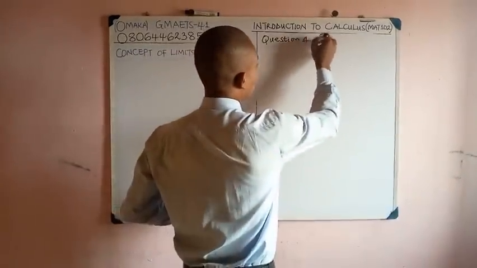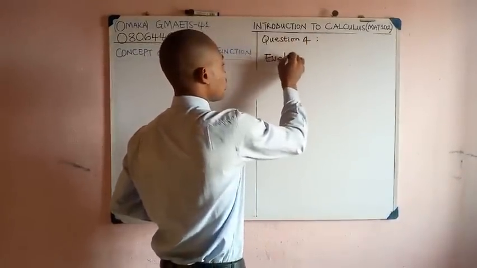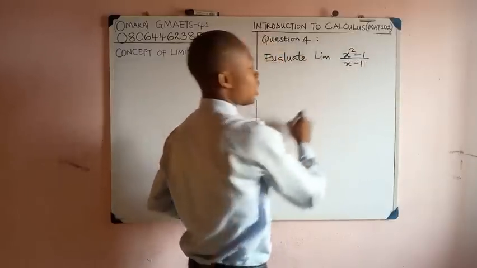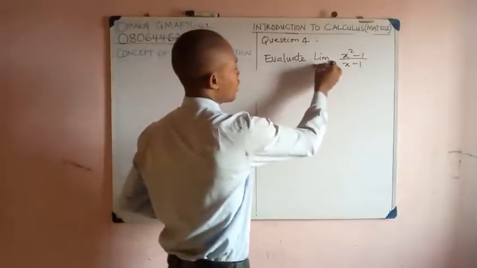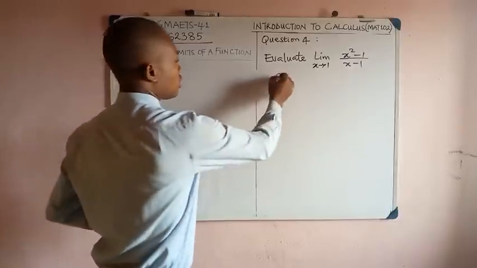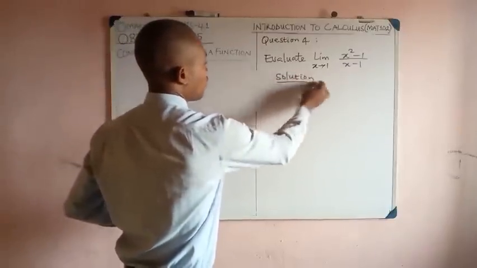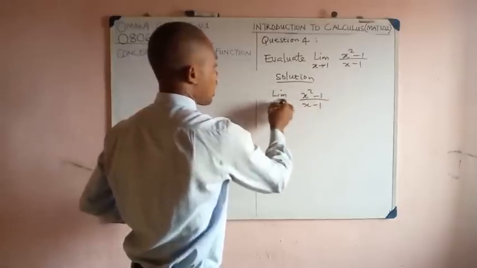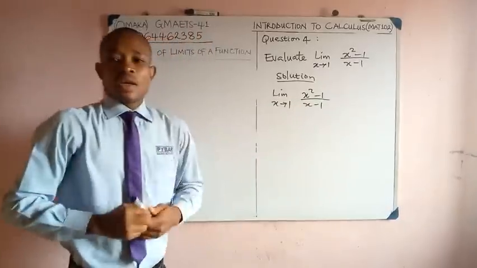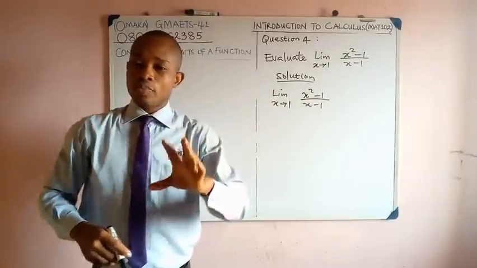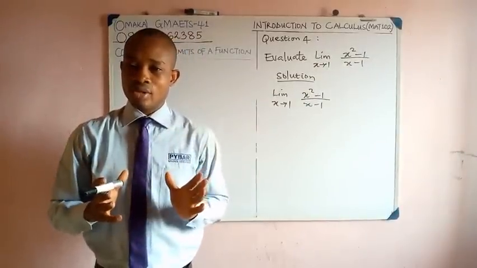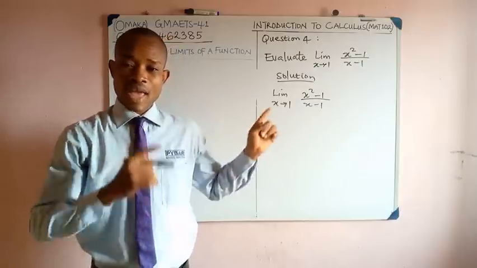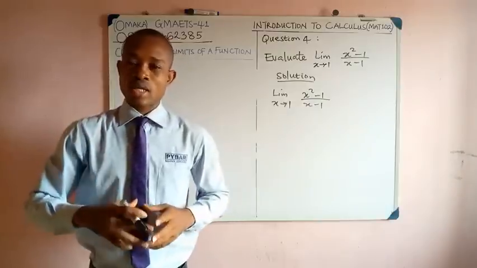Let's look at question 4. Evaluate the limit of x squared minus 1 all over x minus 1 as x tends to 1. Solution. So look at this problem. We have to evaluate the limit of x squared minus 1 over x minus 1 as x tends to 1. Numerator and denominator are both polynomial functions. And if you look at it, you notice that the numerator can be factorized. The numerator is a difference of two squares, that is x squared minus 1 squared.